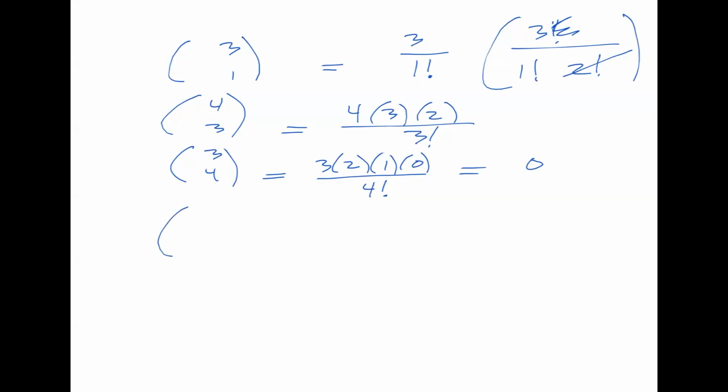But what if you don't have an integer on top though? Like what is 3.5 choose 4? You'll still have 4 terms on the top, and you'll still have 4 factorial on the bottom. What will the 4 terms be on the top though? Okay, let me go around the class.